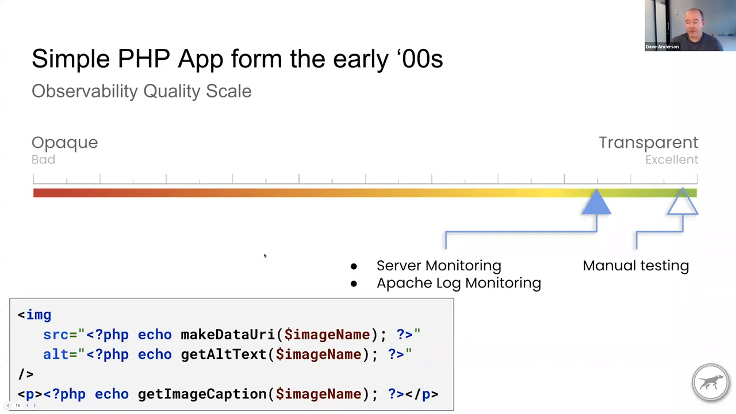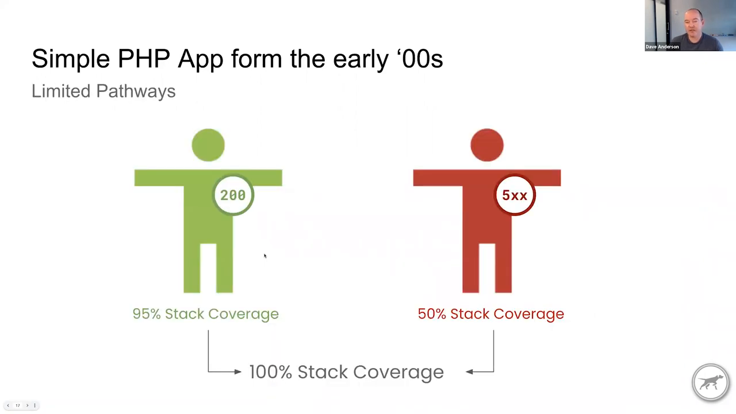And if you threw in a little bit of testing above and beyond this simple server and Apache log monitoring, you're actually doing pretty well, and you're seeing very high coverage of your stack. It's because there were limited pathways to interact with your application.